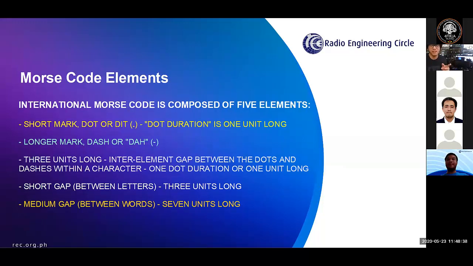We will see later the International Morse code graphic representation. So this is what it looks like. The dash is longer than the dot, basically three units long. A short gap is 3 units long. So if you have A and you want to do ABC, 1, 2, 3, but we're doing 5 words per minute in your examination, so it's really slow.